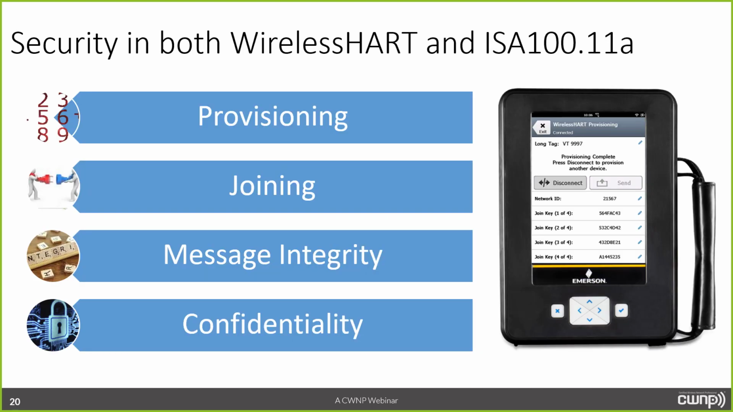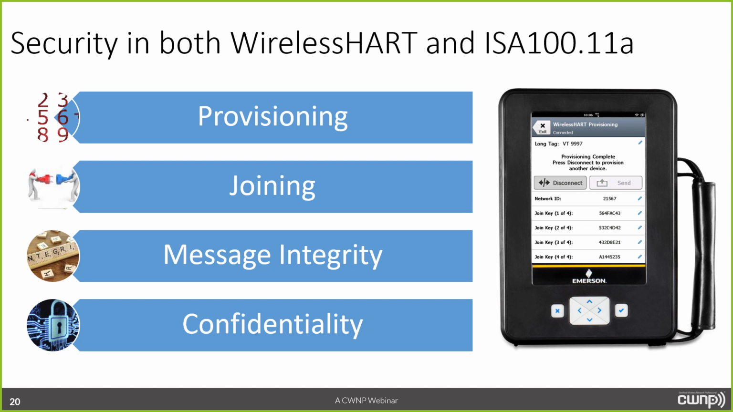Security in both WirelessHART and ISA100.11a is provided by the fact that we have provisioning. So you can't just talk on the network, you've got to be provisioned onto the network and then joined to the network, which gets you your keys, which establishes the network ID and so forth for communications. And then once we're connected, we have message integrity and confidentiality through cryptographic algorithms because of the fact that we were securely joined to the network.